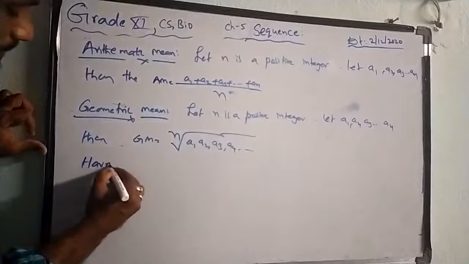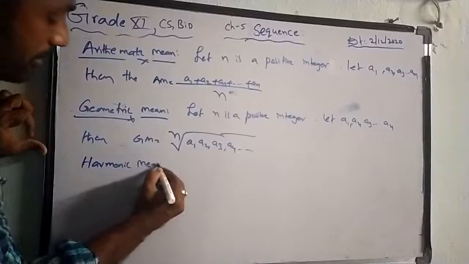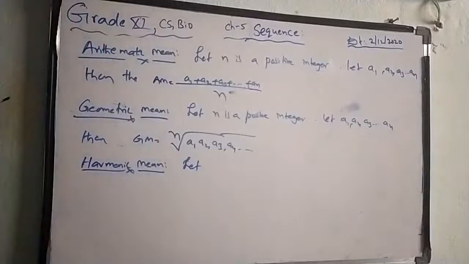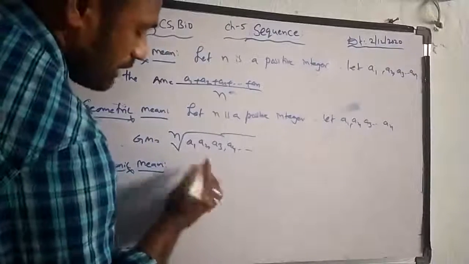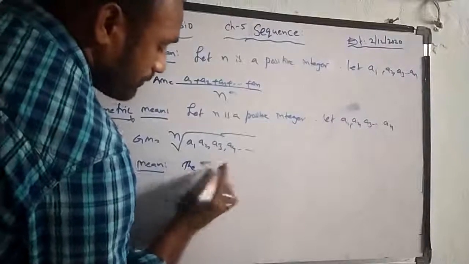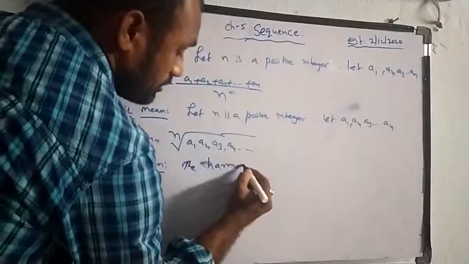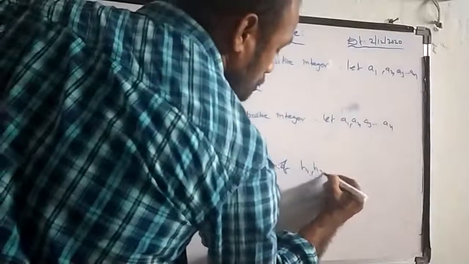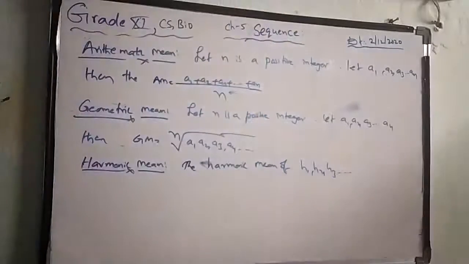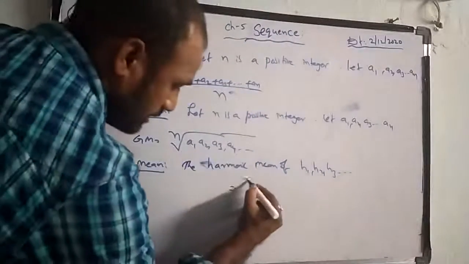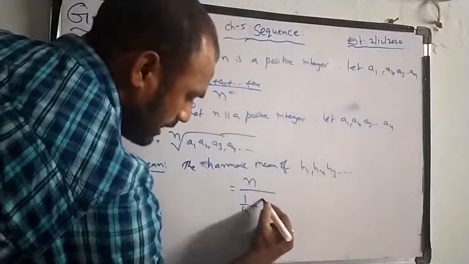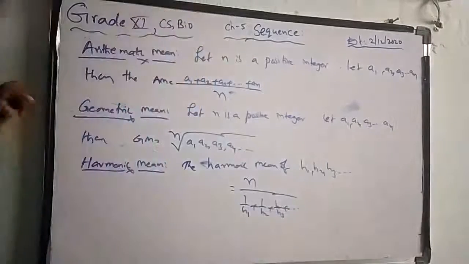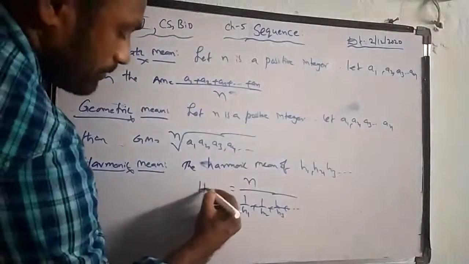Next, harmonic mean. Directly we can write the harmonic mean of h1, h2, h3, and so on, as n divided by 1 by h1 plus 1 by h2 plus 1 by h3 plus so on. This we are going to get as the harmonic mean.